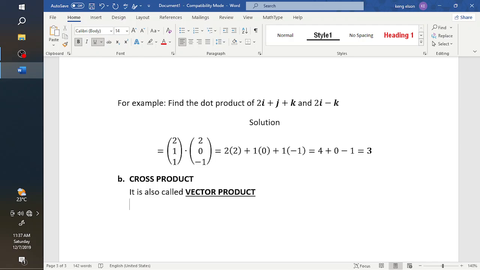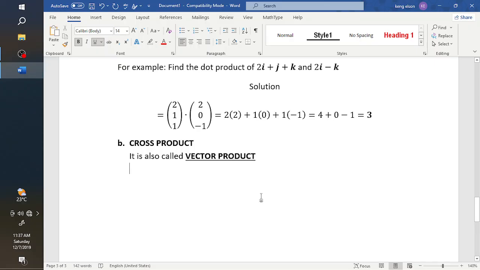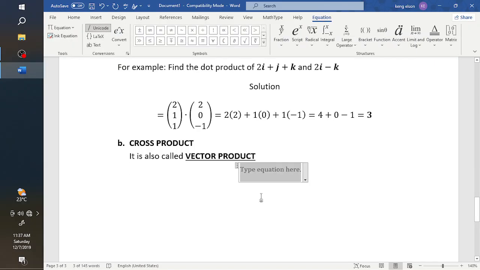Now, to be able to do this, the prerequisite knowledge you need is how to find the determinant of a 3 by 3 matrix. Once you know how to find the determinant of a 3 by 3 matrix, doing the vector product of two vectors becomes a very easy thing to do. So this is how we represent it: u cross v. All right, so this is what we do.